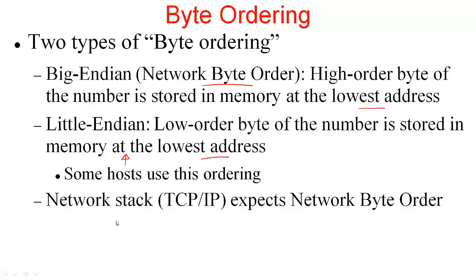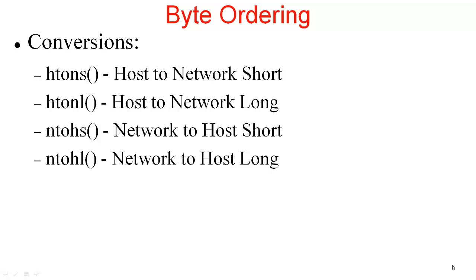The networking protocol stack TCP/IP expects everything to be in network byte order. If you don't ensure this, there will be a lot of confusion. So when you're doing socket programming, it is important to ensure this. There are a few functions to help you in the process: htons and htonl stand for host to network short and host to network long, and similarly ntohs and ntohl for network to host short and network to host long. What these functions do is convert the argument from the host byte order to the network byte order.